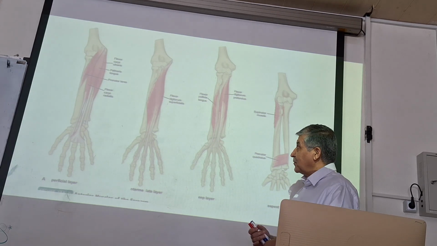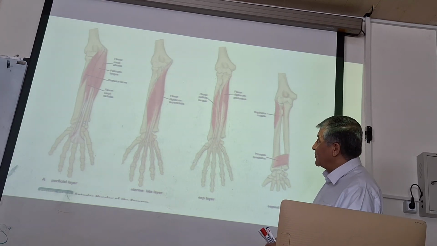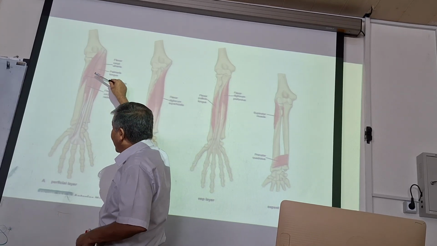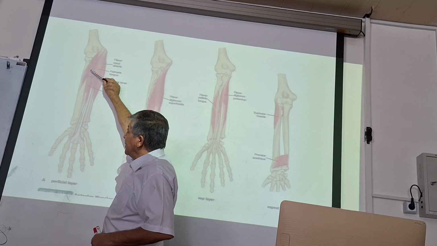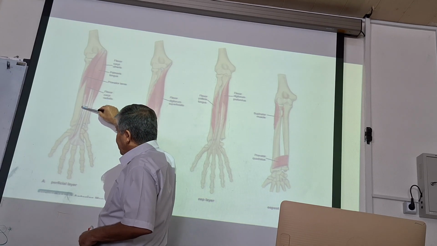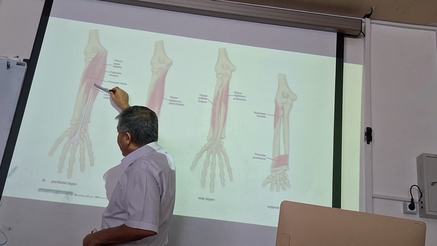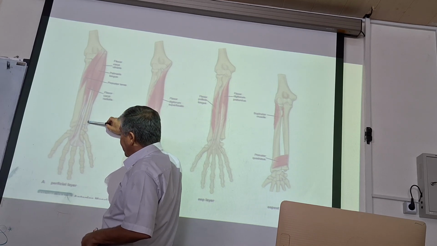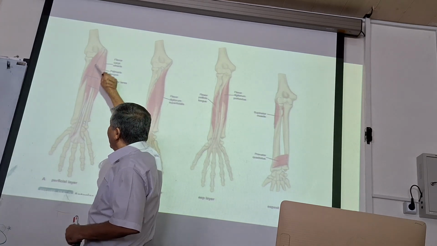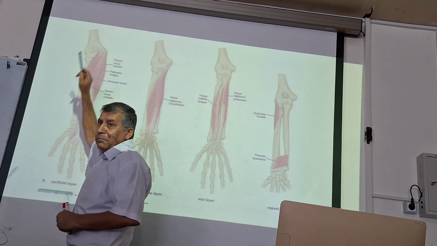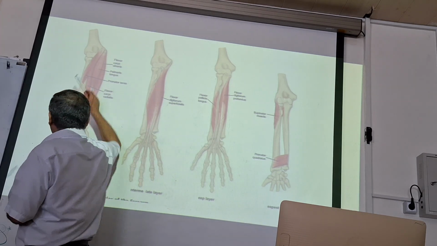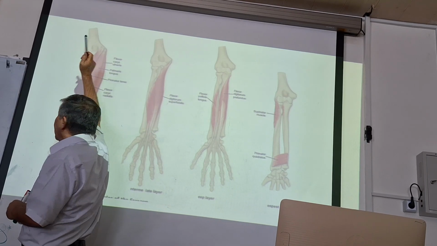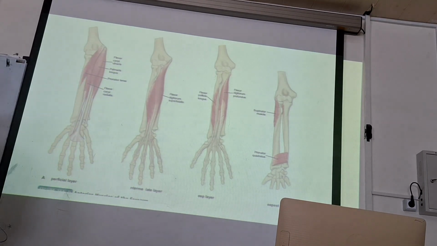In this figure, you can see pronator teres, flexor carpi radialis, palmaris longus, and flexor carpi ulnaris. All of them originate from the medial epicondyle tendon. For this reason, this tendon is called the common flexor tendon. Okay?